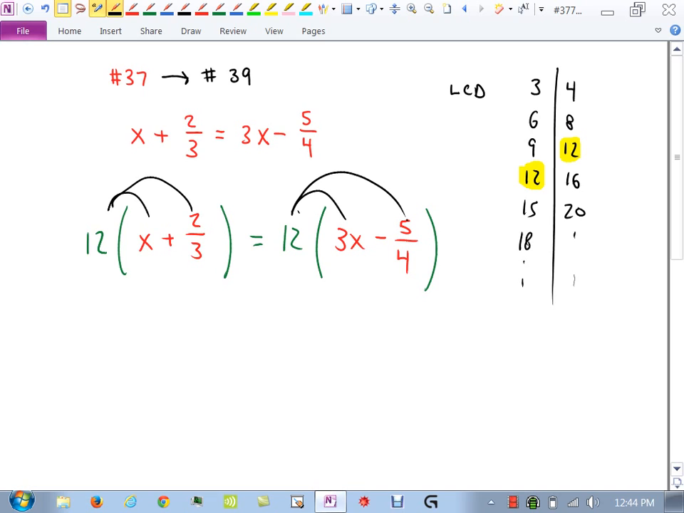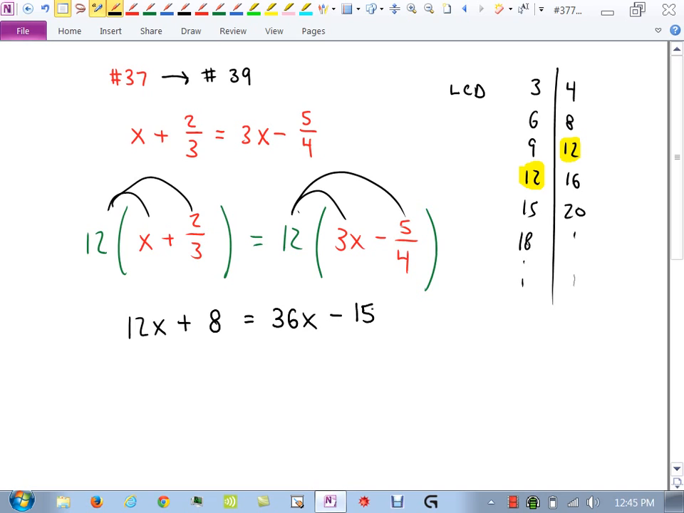What do I get on the left side? 12x minus or plus? Plus 8? Okay, good. Equals 36x minus 15? Okay.